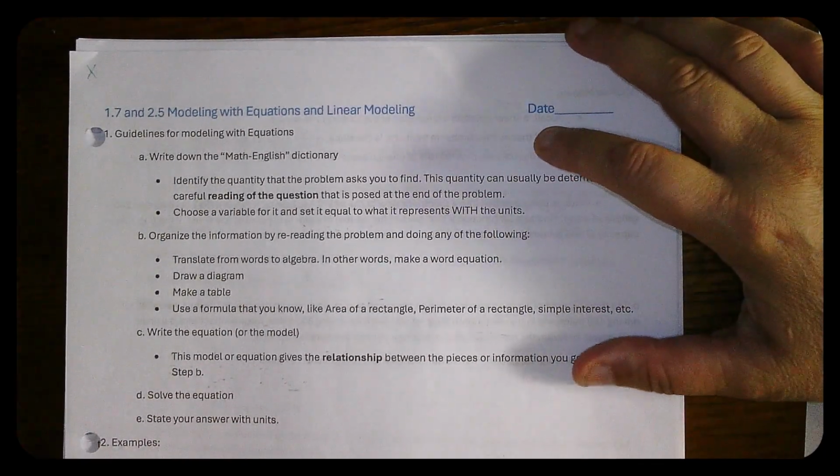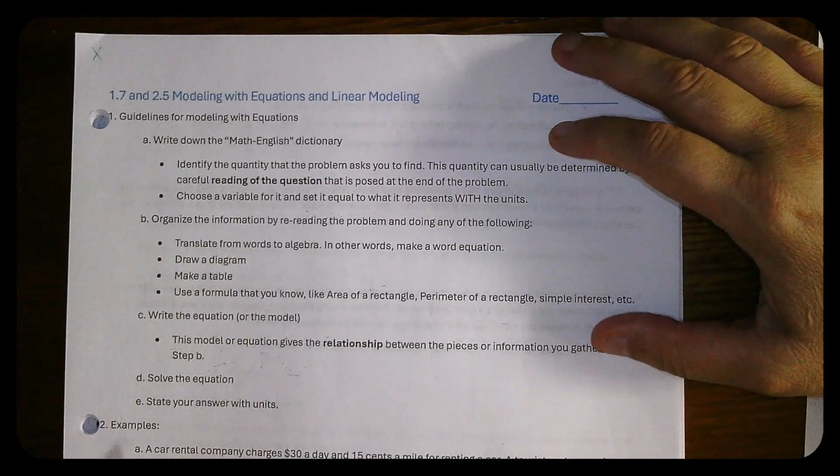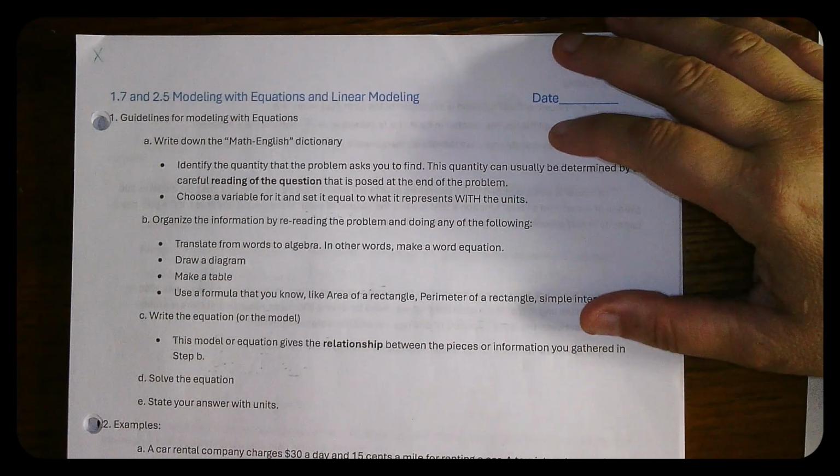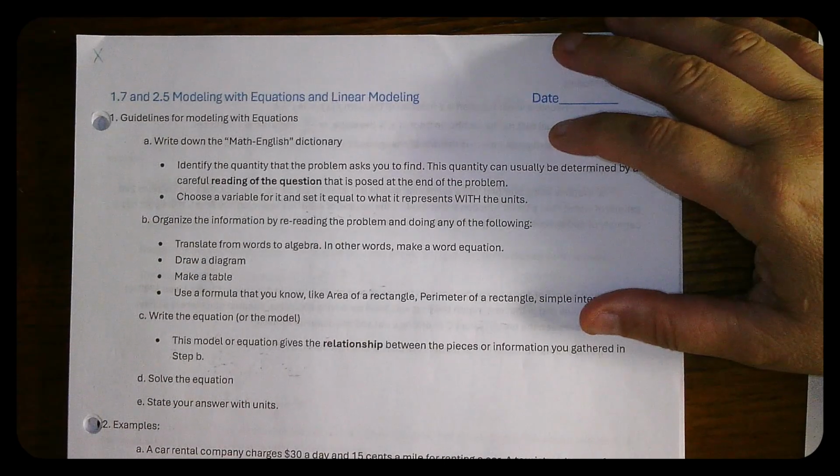Okay, so the first example says, a car rental company charges $30 a day and 15 cents a mile for renting a car. A tourist rents a car for 2 days and the bill comes to $108. How many miles was the car driven?